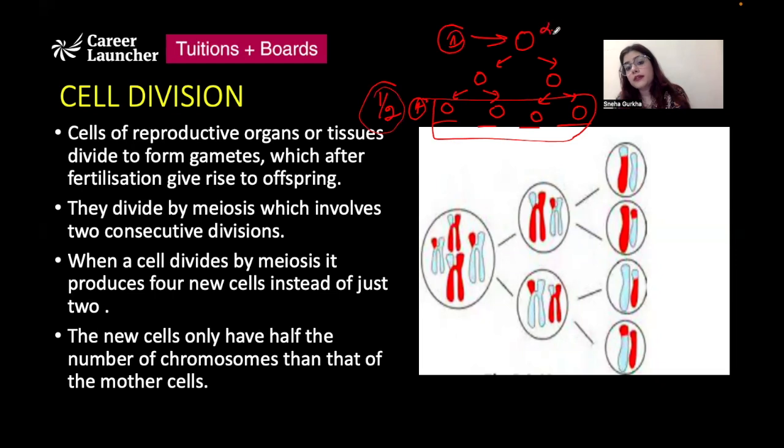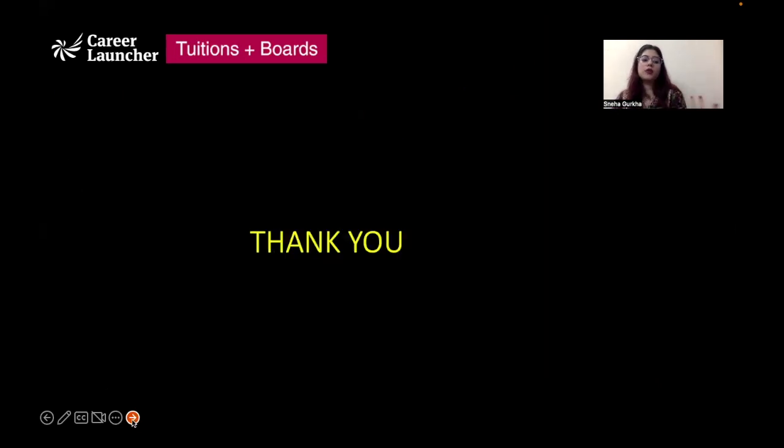So if the chromosome number in the mother cell is 2n, the chromosome number in the daughter cells is going to be n. That is why mitosis is also called equational division, because the chromosome number remains equal. Meiosis is also called reductional division, because the chromosome number in the daughter cells is half of that which is present in the mother cells. And as we know, meiosis is used for the production of gametes that will further fertilize and form a zygote, which will lead to the rise of a new individual, right?